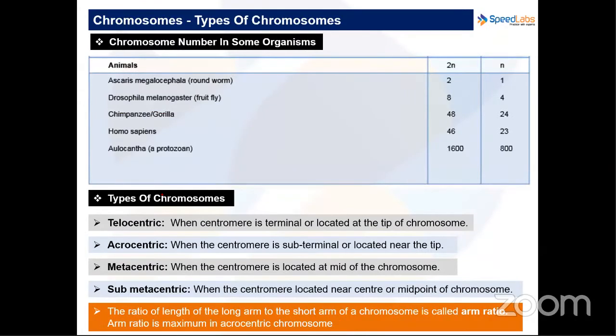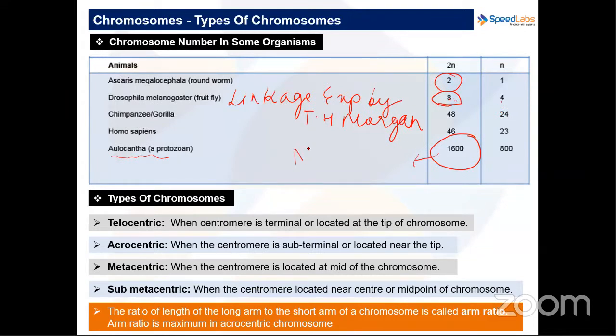All right. Amongst animals, Ascaris has the lowest number. Ascaris has the lowest number. Drosophila melanogaster was used in linkage experiments by Thomas Hunt Morgan, by T.H. Morgan. So this has 8 chromosomes: the diploid number is 8 and the haploid number is 4. Homo sapiens, everybody knows. And this protozoan Aulacantha has 1600 chromosomes. This is also a NEET question that you will mark.